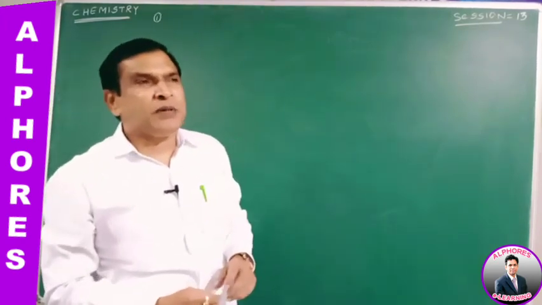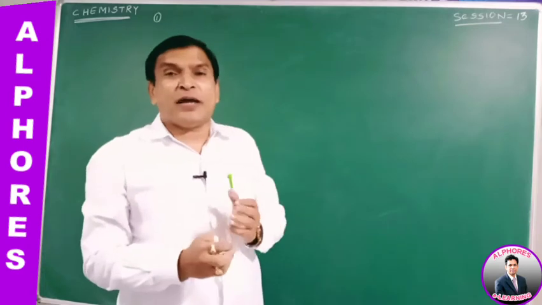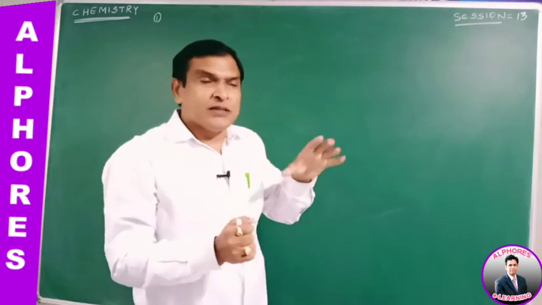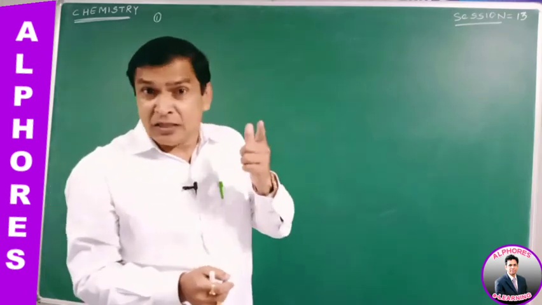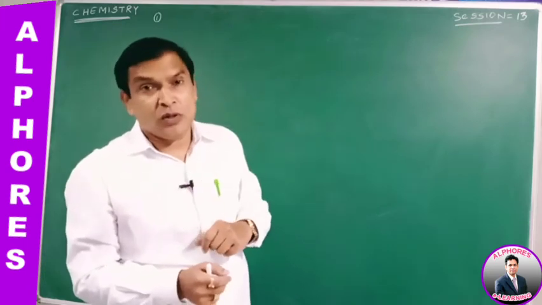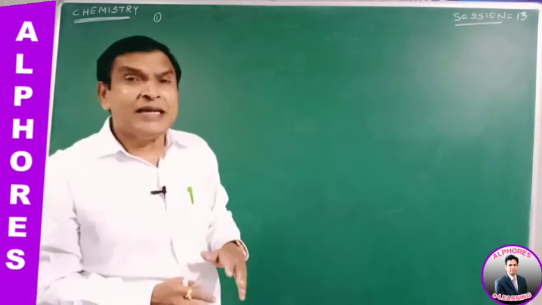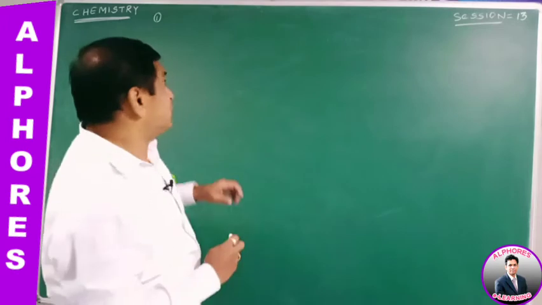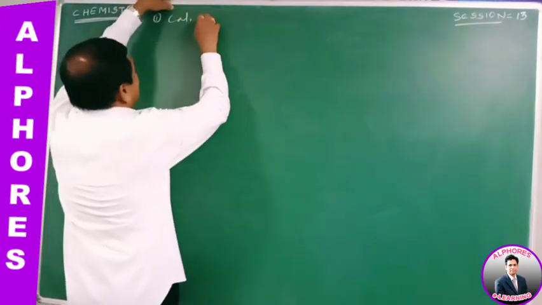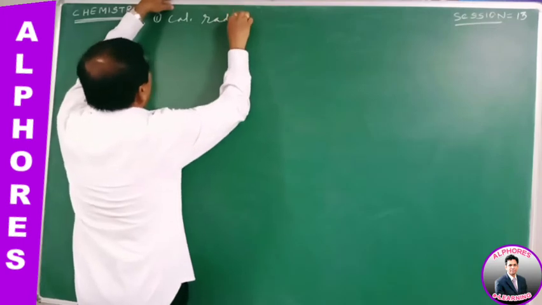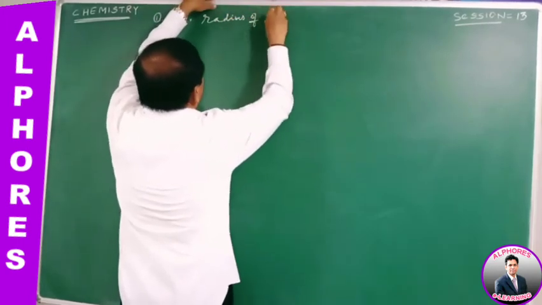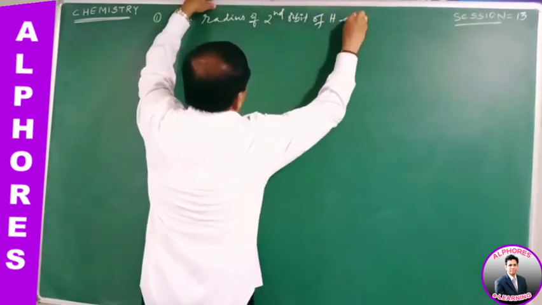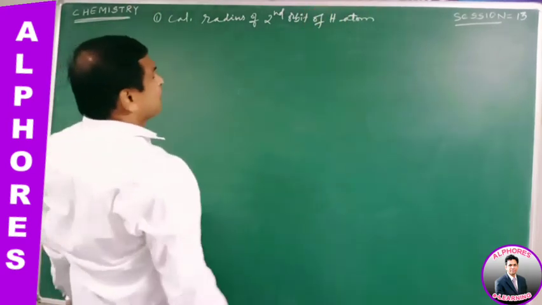The radius of the first orbit of hydrogen atom is how much? 0.529 angstroms. We know that, it is the standard value. Now calculate the radius of the second orbit of hydrogen atom.